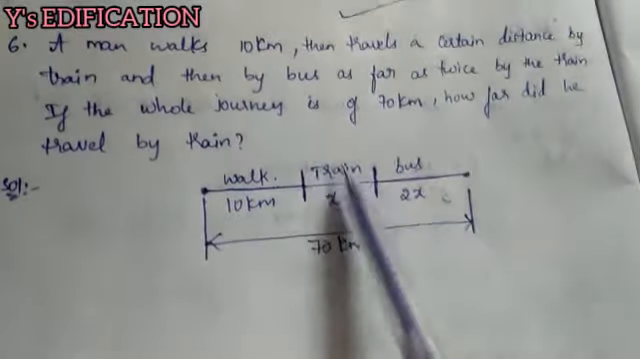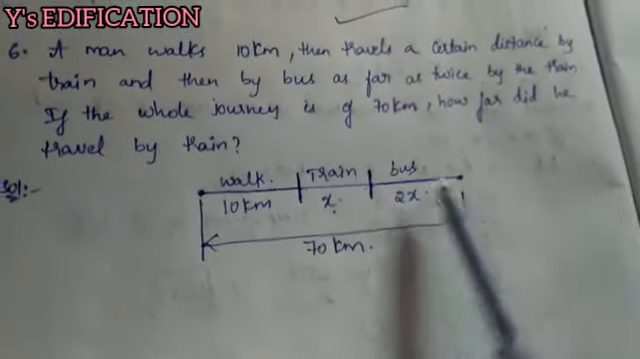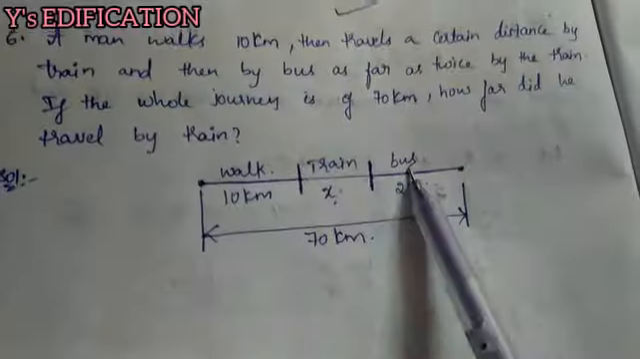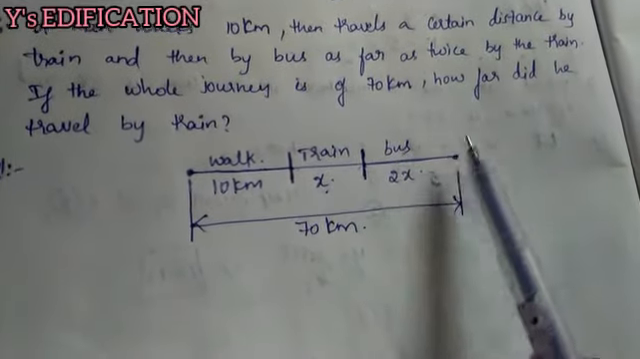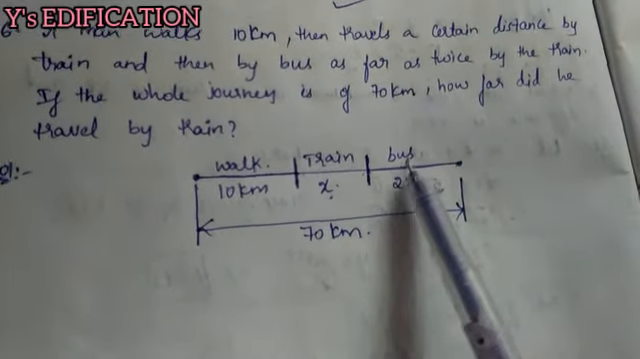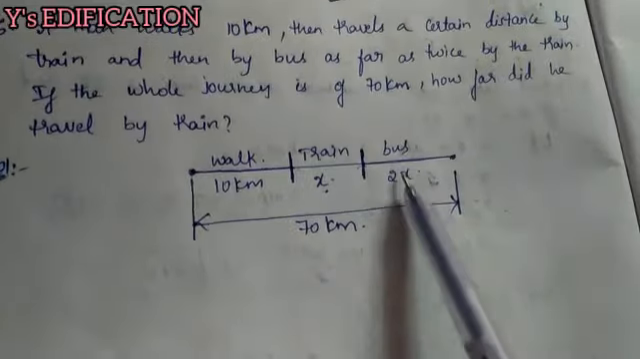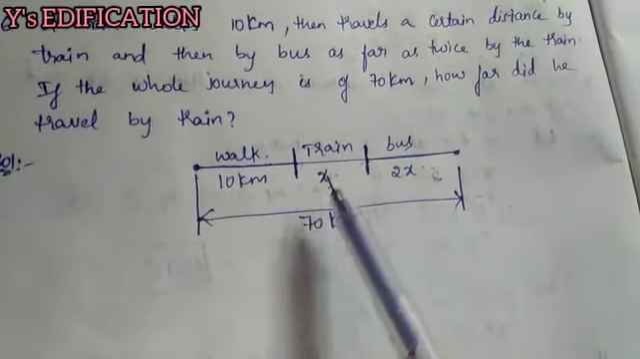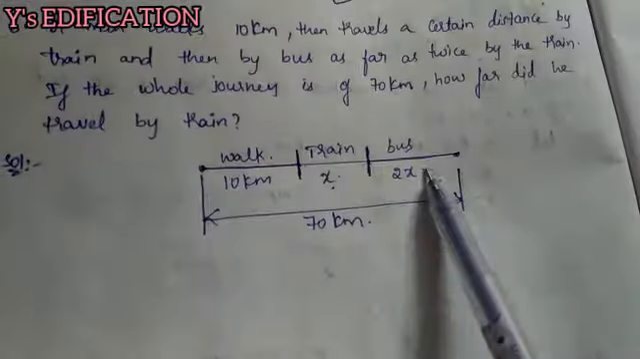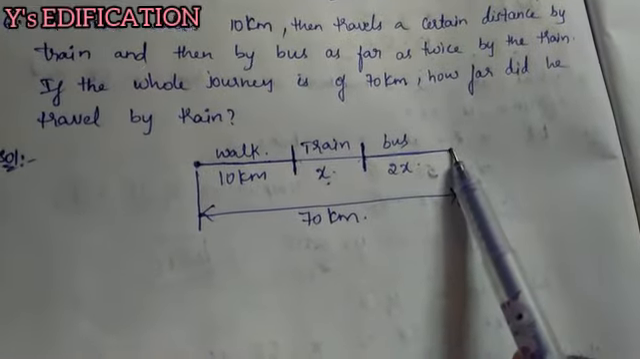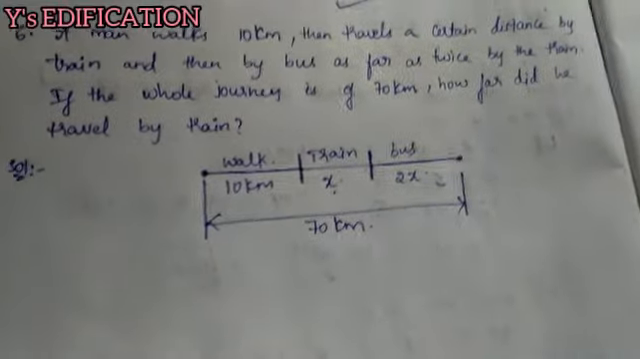So that train distance is x. And after the train, he boarded a bus again to reach his final destination. He went twice the distance of the train. If the train distance is x, twice means 2x. And he reached the final destination. So the total distance is 70 kilometers. How far did he travel by train? So we have to find the value of x. When we add all these three, we'll get 70.